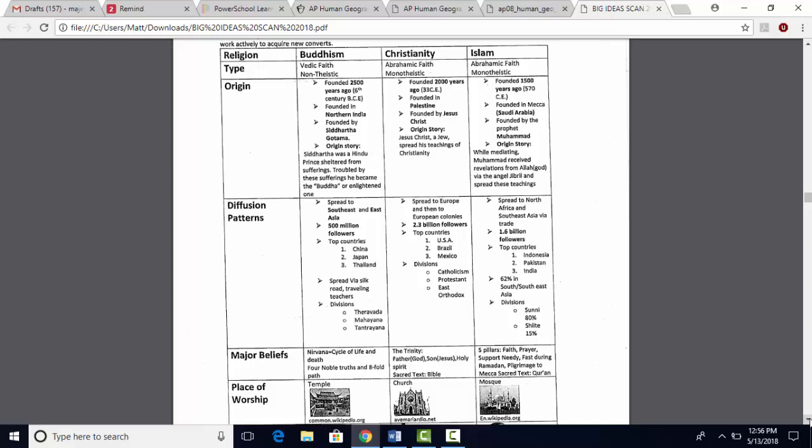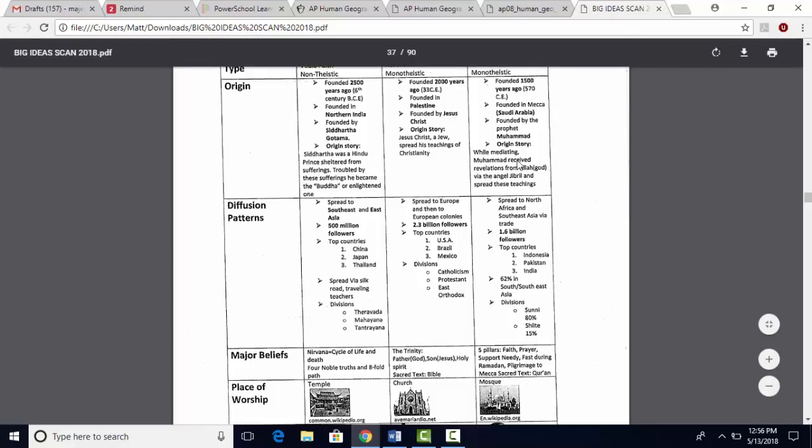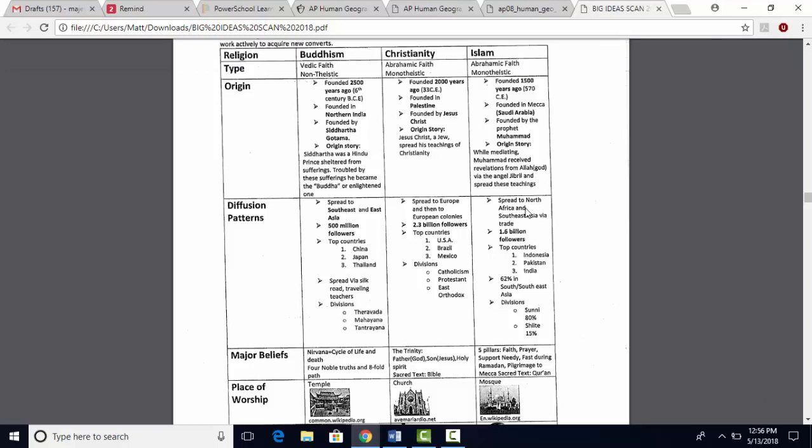Remember that Muslims feel like Jesus is a prophet, just not the prophet, right? Not the actual founder, not the Messiah. This religion spreads very quickly. It spread through North Africa and Southeast Asia, including Indonesia, which is actually the largest Muslim country in the world today. It has 1.6 billion followers worldwide. Indonesia, Pakistan, India have a large number of Muslims. Remember, there's a lot of conflict between Muslims and Hindus in India. Pakistan is a Muslim country. About 60% of Muslims are actually in South and Southeast Asia.